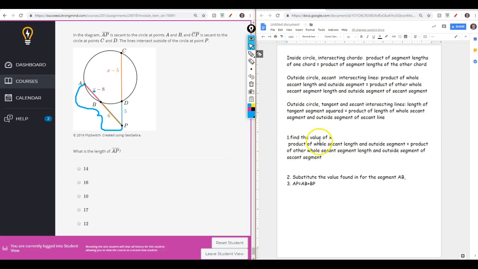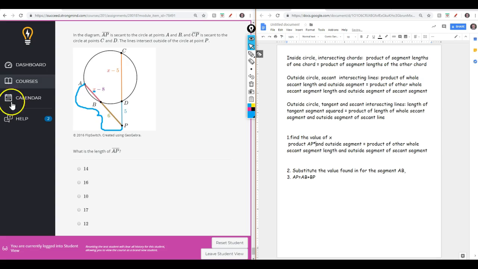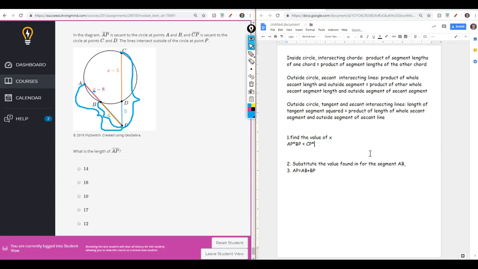So what that means is I know that the product of the whole secant length, well, we know that the whole secant length for one of them is AP times, so that's the whole length, times just the outside portion, which is BP right here. So that's going to be multiplied by BP. So that is what this first portion means. And then the other side is the product again of the other whole secant segment, which is CP, being multiplied by just the outside segment, which is DP right here.